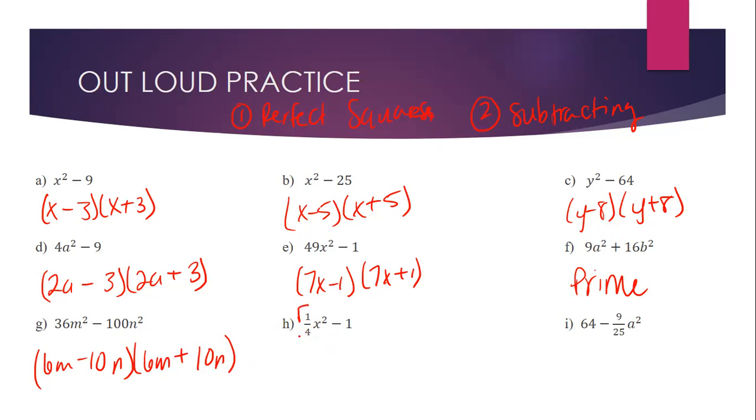Well, the square root of 1 is 1. Square root of 4 is 2. So therefore, 1/4 is a perfect square. So we have 1/2 x minus 1 times 1/2 x plus 1.